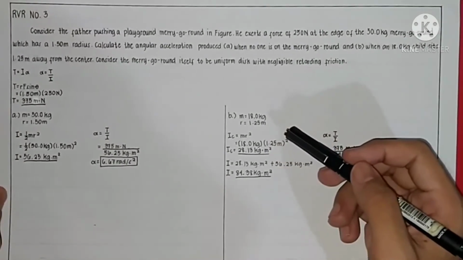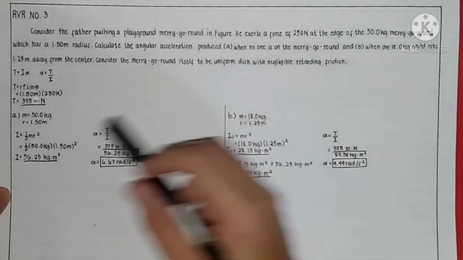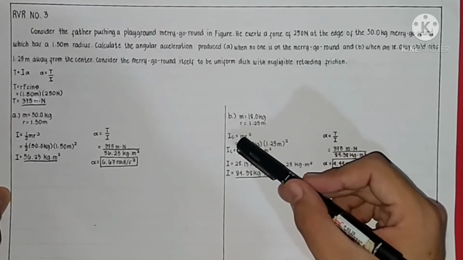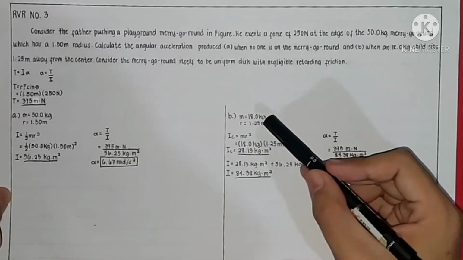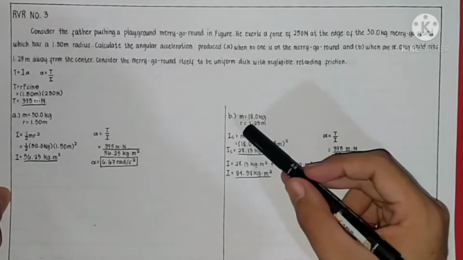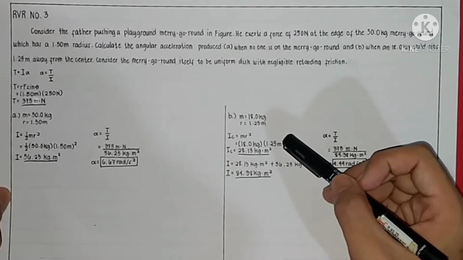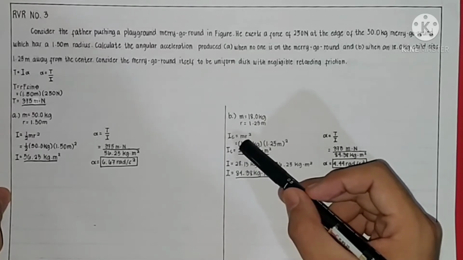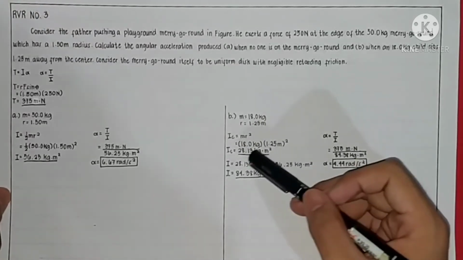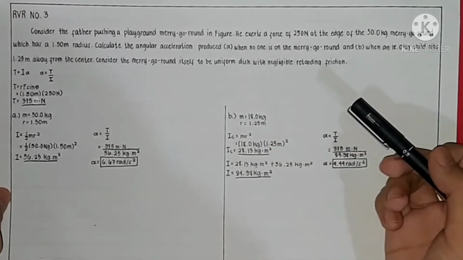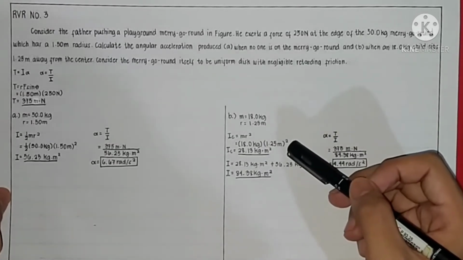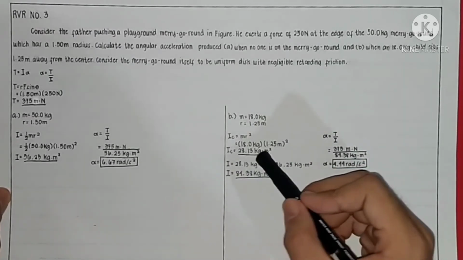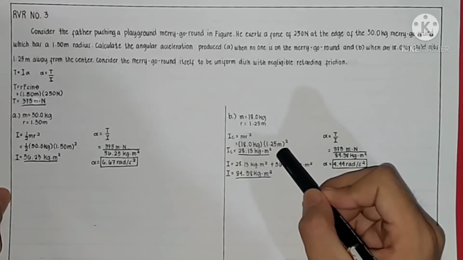So let's proceed to problem letter B. So since meron na po tayong torque, I proceed for calculating the inertia of a child. So we have the given value of mass is equal to 18.0 kilogram and radius is equal to 1.25 meter. So para makuha po yung inertia of a child, I use the formula of I sub c is equal to mass times radius squared, which equals 18.0 kilogram times 1.25 meter squared. So our inertia of a child is equal to 28.13 kilogram times meter squared.